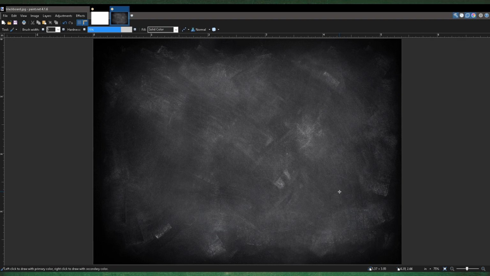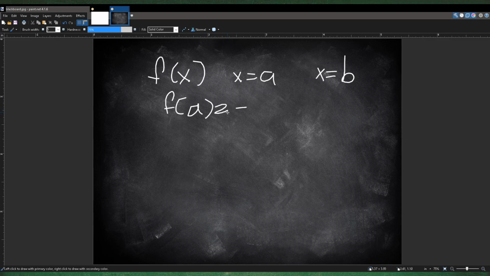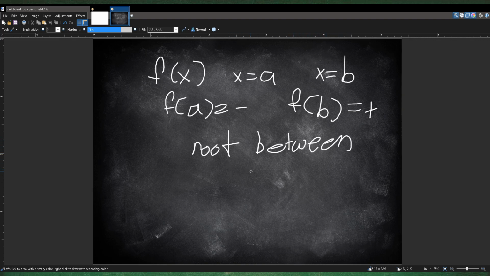So the intermediate value theorem tells us that if there's a polynomial f of x, and there's one point where x is equal to a and another point where x is equal to b, where a is not equal to b, and if f of a is negative and f of b is positive, then there is a zero, there is a root between x equal to a and x equal to b.